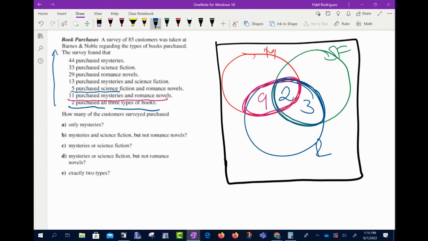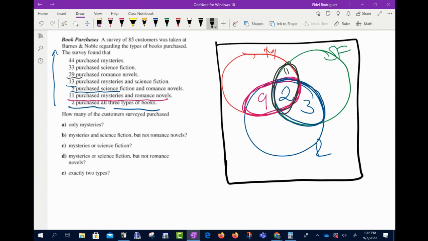Okay. And then it says 13 bought mysteries and science fiction. Mysteries and science fiction overlaps right here. And that number has to add up to 13. If that's a 2, that's got to be an 11. All right. Now we can go strictly to the romance.